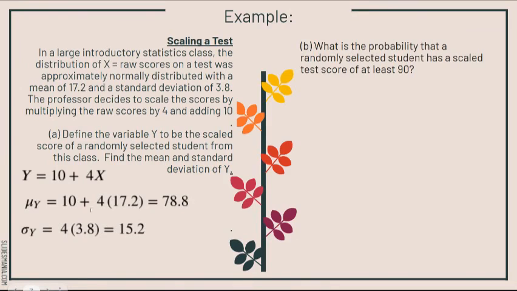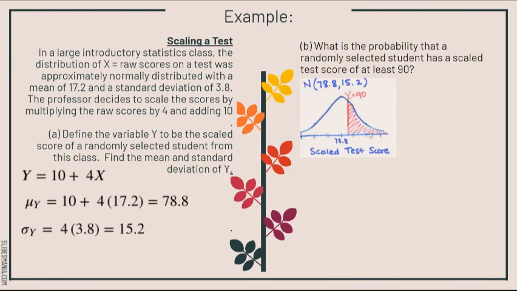So we are going to use this mean and this standard deviation to find the probability that a randomly selected student has a scaled test score of at least 90. So let's write down what that means. So here is our drawing of it. Make sure you write in our mean and standard deviation, and then draw our normal distribution with the mean in the middle. And if we want y to be 90, it should really be down here. It should be down here.